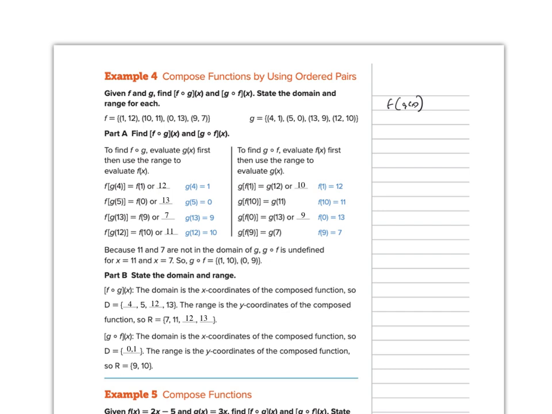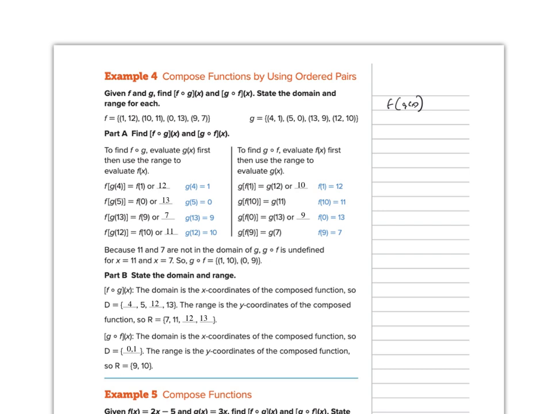Or 12. F of, let me see here, f of g of 4. So f of g of x. So we're going to put g of 4 into my f of x, right? When I put 4 in here, I get out a 1. So this is the same thing. G of 4 is actually 1. So f of 1 is 12. Whew, that's tough.